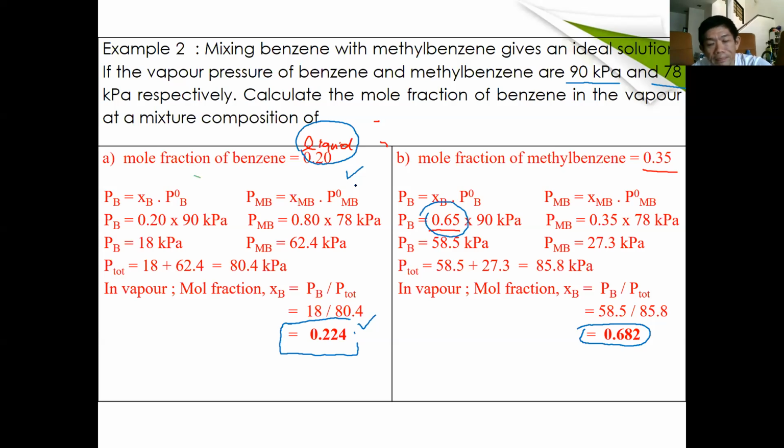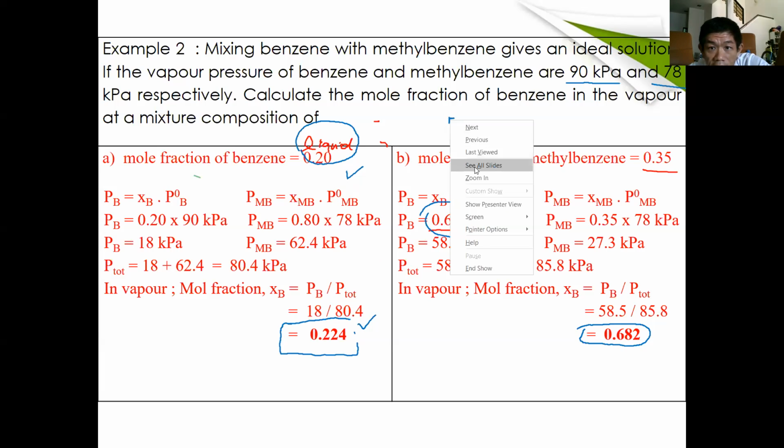This is number one. Number two, teacher, what are the mixtures that can be called an ideal mixture? Now, an ideal mixture, as we have already gone through previously, has three postulates, isn't it? So what are the three postulates?